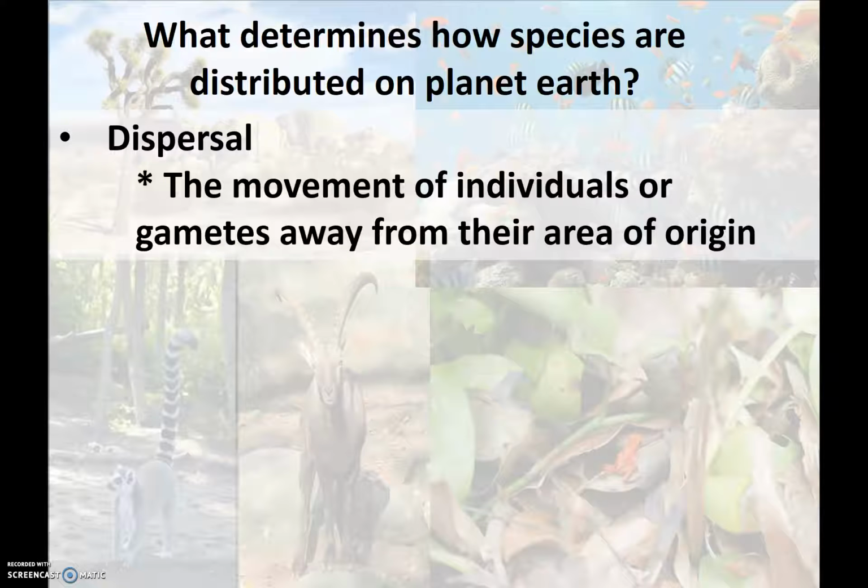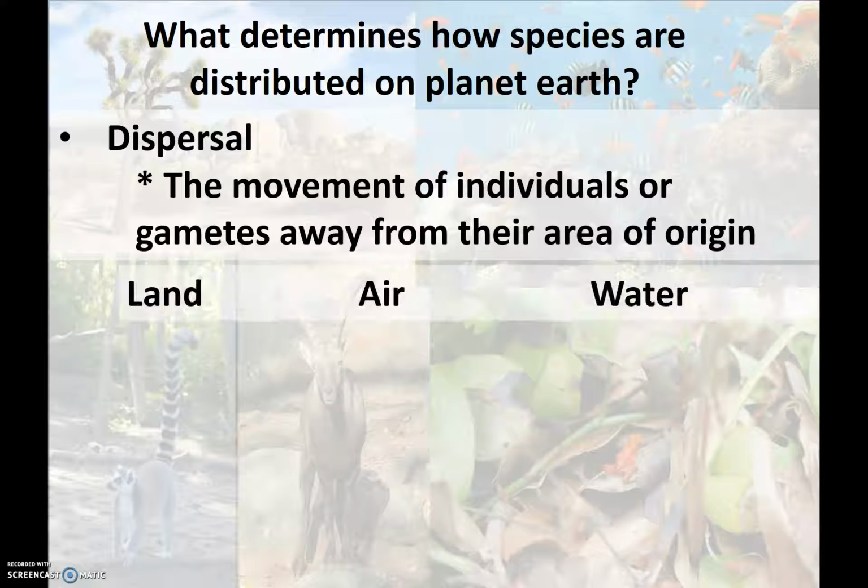So one of the words is dispersal, and dispersal is kind of like how they're dispersed or spread out. So in this case, dispersal is the movement of individuals or gametes away from their area of origin. So gametes could include pollen for plants, or eggs or sperm in the water if it's fish, etc. So really there's three modes of dispersal.